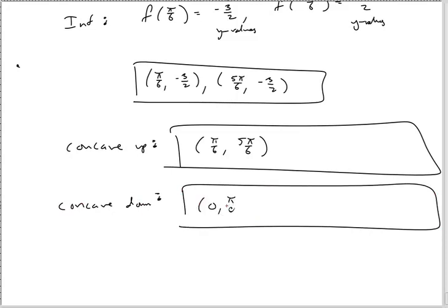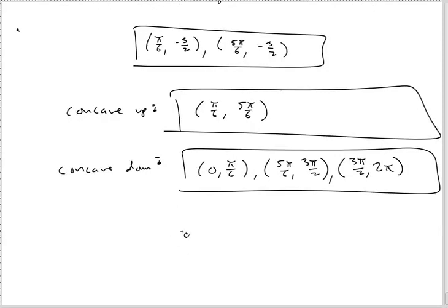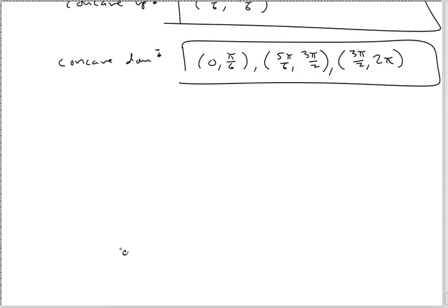0 to pi over 6. 5 pi over 6 to 3 pi over 2. And then 3 pi over 2 to 2 pi. Wow. There is so much problems with this problem. Okay.